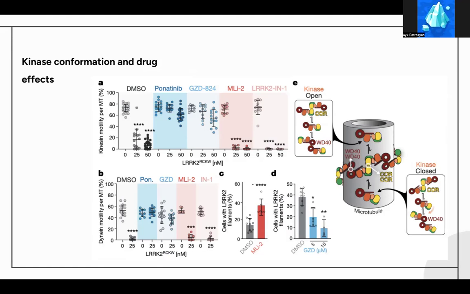The implications for drug development are profound. Inhibitors designed to suppress LRRK2's kinase activity must consider structural consequences beyond simple enzyme inhibition. Drugs that stabilize the closed kinase conformation may inadvertently promote toxic filament formation on microtubules, exacerbating transport defects. In contrast, open state stabilizers may offer a dual benefit: kinase inhibition and prevention of filament mediated motor blockade.